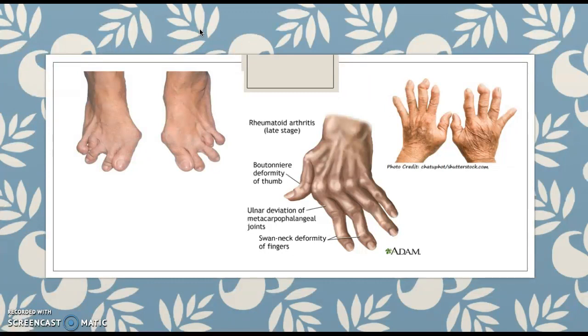Here are some pictures that I found of rheumatoid arthritis. I know it's more commonly seen in the hands, but I found a picture of an arthritic foot as well, and you can see the joint deformities here. This is a diagram of a hand that's in the late stage of RA, and so it shows boutonniere deformity of the thumb, ulnar deviation of the MCP joints, and then also shows swan neck deformities in the fingers.